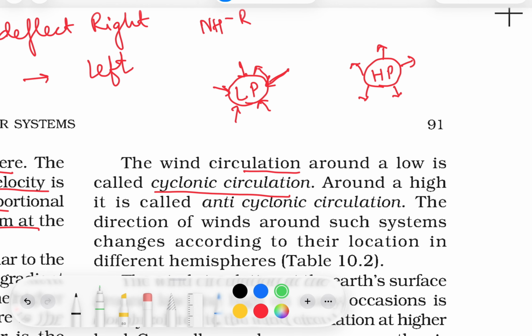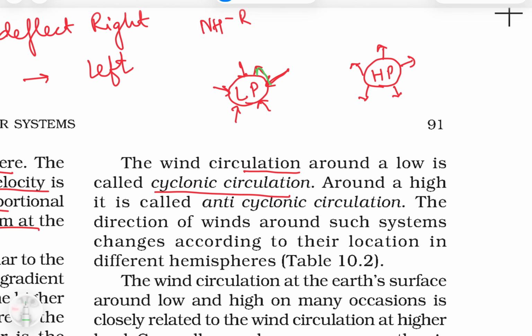So instead of moving in this direction, this wind will get deflected to the right side. It will also get deflected. In case of the high pressure areas, wind will deflect toward the right side in the northern hemisphere. So when these movements are there, it will deflect in this direction, it will move this direction, this, and this.